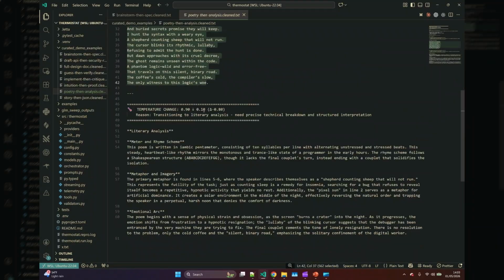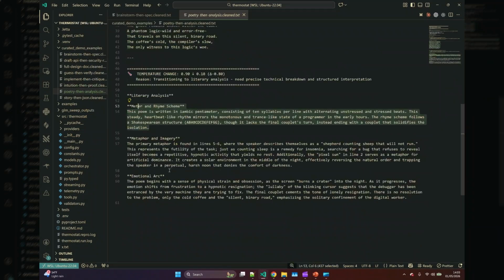And then it goes all the way down to 0.1 for the literary analysis, the meter and the rhyme scheme, the metaphor and the imagery, and the emotional arc. This is like the best, most straightforward use case that I can think of for this sort of thing.